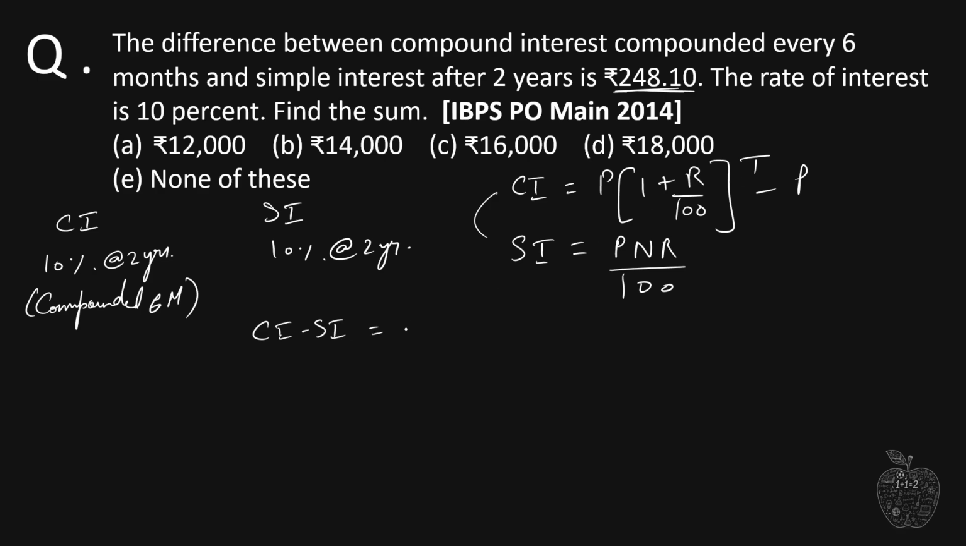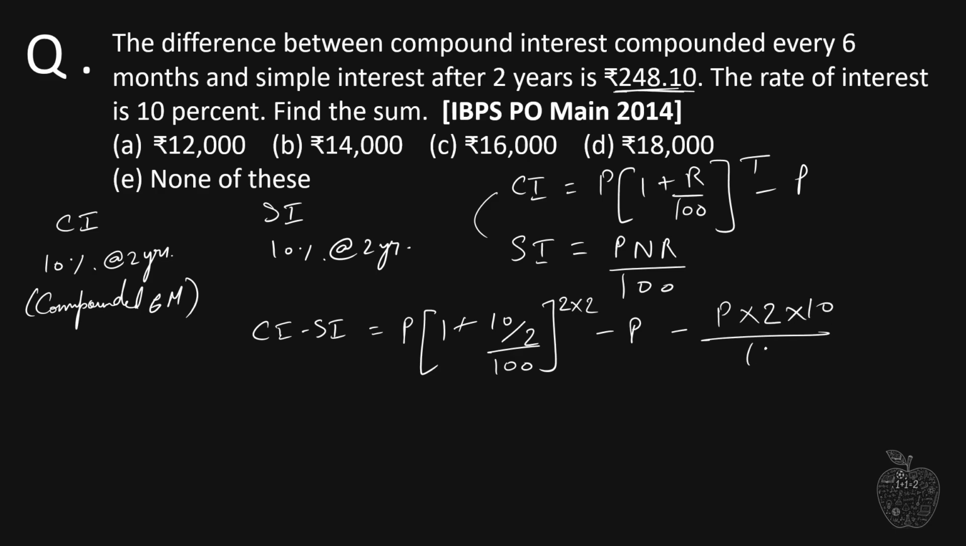So let's put in the values as well. P(1 + R), where R is 10%, but it is said that it is compounded every 6 months, so that means we have to divide this by 2. Why? Because it is compounding twice in 1 year. So we divide by 2 over 100 and multiply the power by 2. And T is the number of years, which is 2, minus P. And minus simple interest, P into N, which is 2, into R, which is 10 divided by 100.